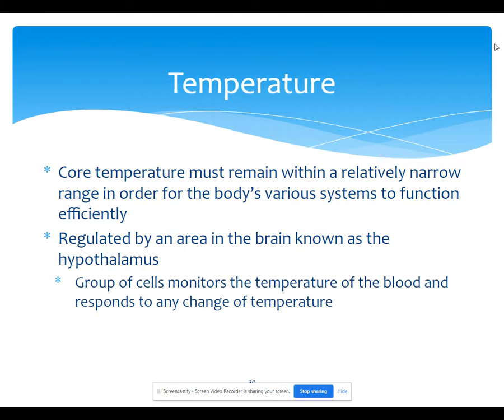Temperature. So that's our next one. We're going to look at core temperature. Core temperature has to remain in a relatively narrow range for all the body systems to function. It's regulated by the hypothalamus in the brain, and a group of cells monitor the temperature of the blood and respond to any changes. The hypothalamus will send messages to nerves and muscles to create heat by shivering when the body's cold, or it causes blood vessels to constrict to retain heat.